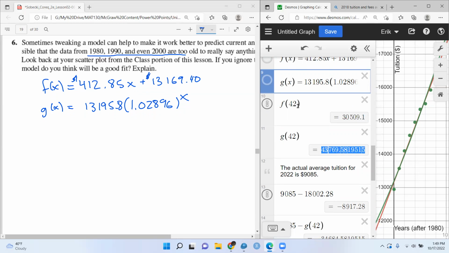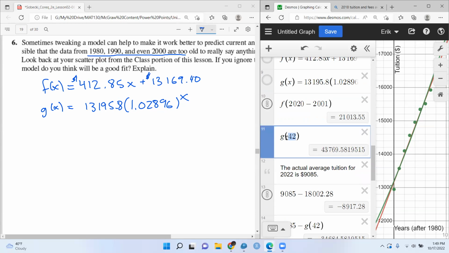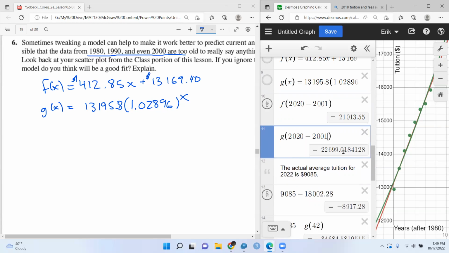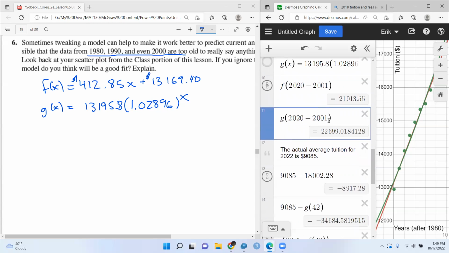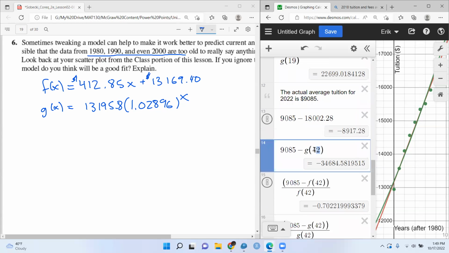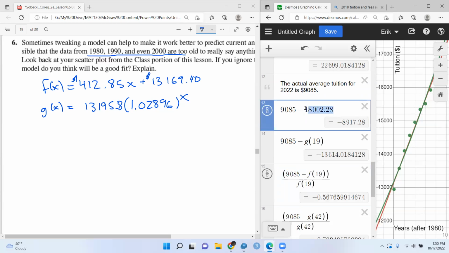Oh no, I've got the wrong number here for 42. My bad. We need 2020 minus 2001, and that will get our predictions a little better. All right. Let's see, what is that, 19, right? So I can just put these in here as 19. No wonder it was so bad, right? This should be f of 19.